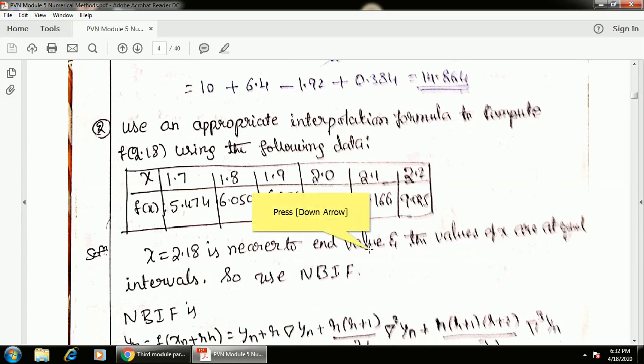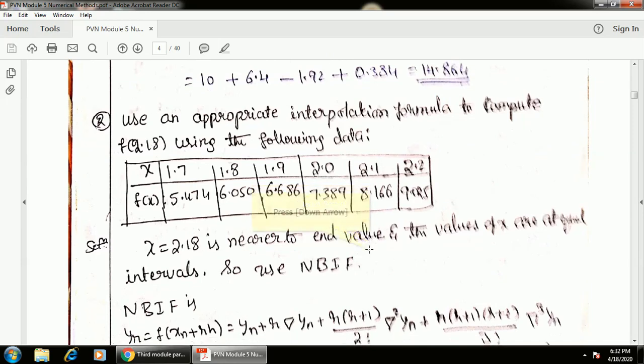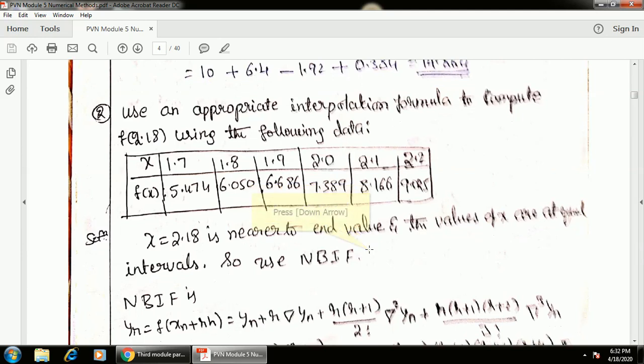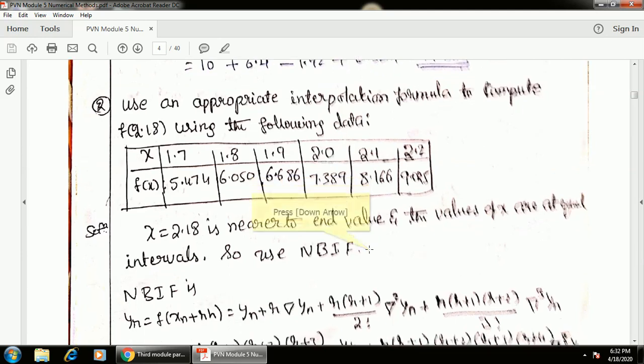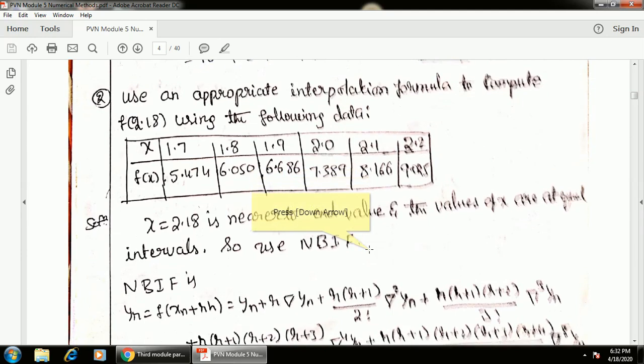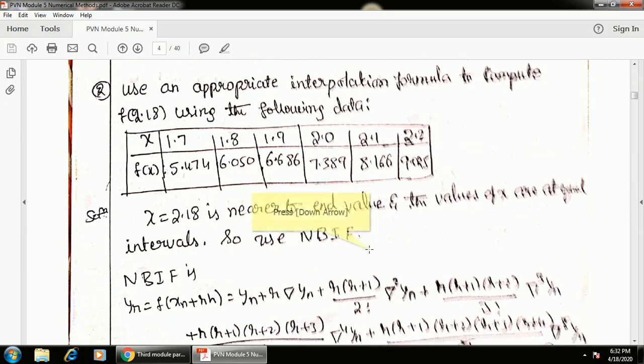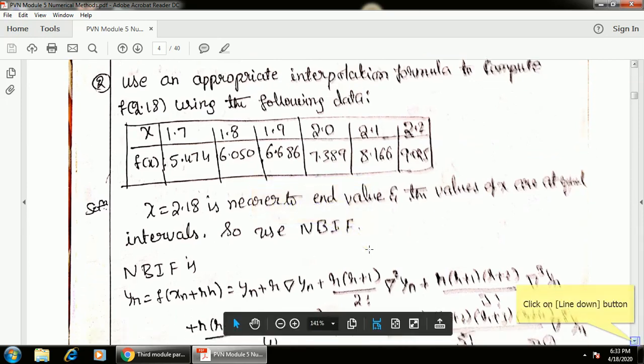One more. Use an appropriate interpolation formula to compute f of 2.18 using the following data. Sometimes they are asking to use the forward interpolation formula or the backward interpolation formula, and sometimes they are asking to use an appropriate interpolation formula. By that time you need to decide which formula you are supposed to use. Here the values of x are like this.